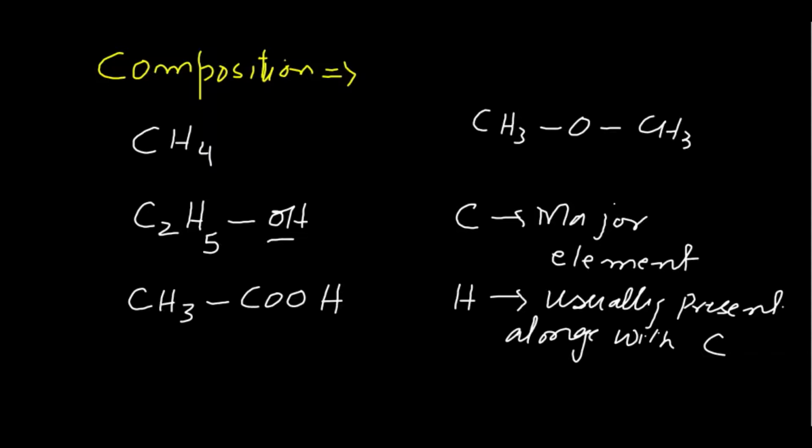Now sometimes some other elements are also present in the organic compounds. For example, here you can notice these compounds contain, beside carbon and hydrogen, oxygen as well. For example, in ethanol, in ethanoic acid, in acetone, oxygen is also present. Organic compounds may also contain halogen or nitrogen or sulfur, etc. I hope composition is clear to you, students.